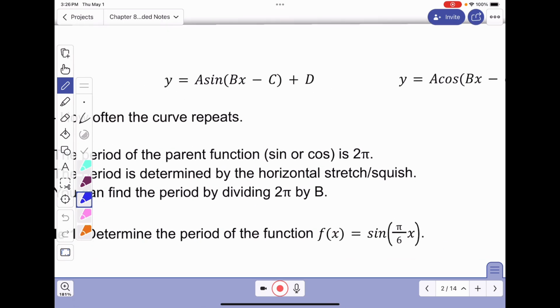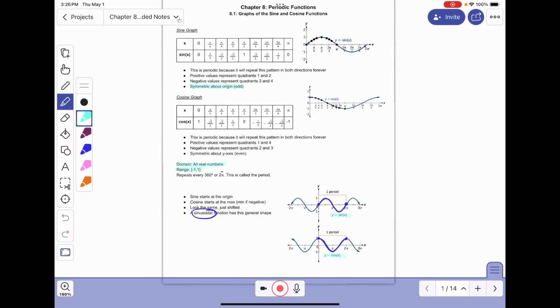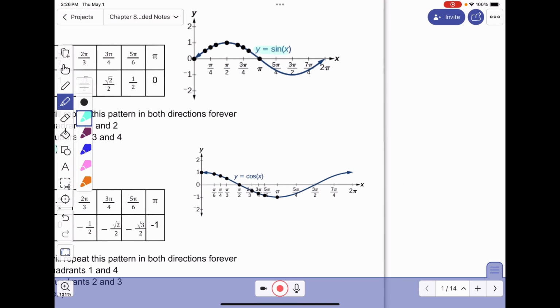Next page. This is the general form. If it's just sine x, that's the parent function. This is either A, B, C, or D. If those are numbers, they're going to change how the curve looks on the graph. The parent function is y equals sine x. All of that information we just talked about is for the parent function. And cosine, same thing.